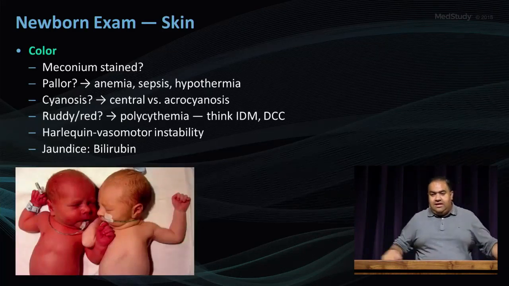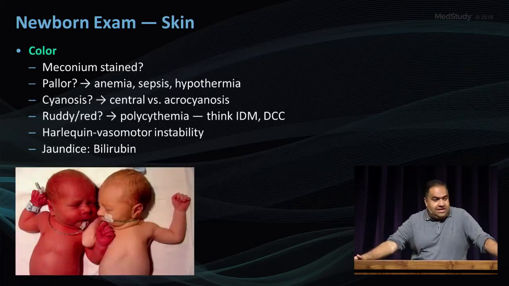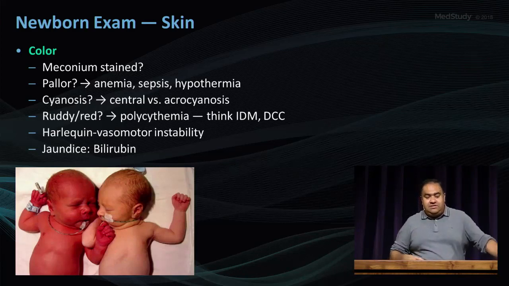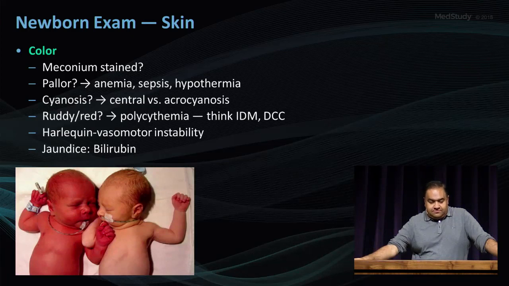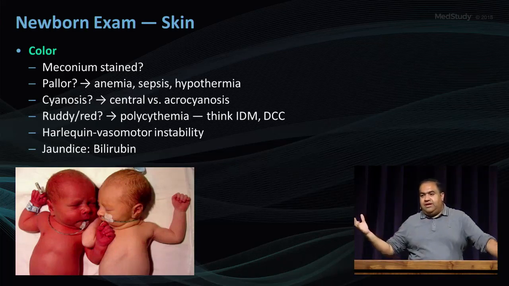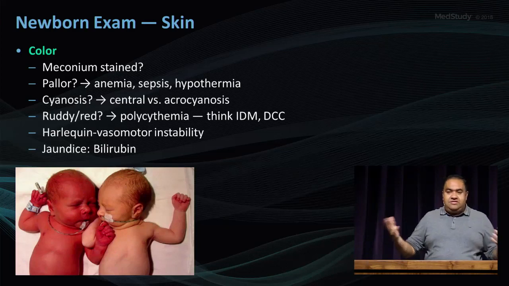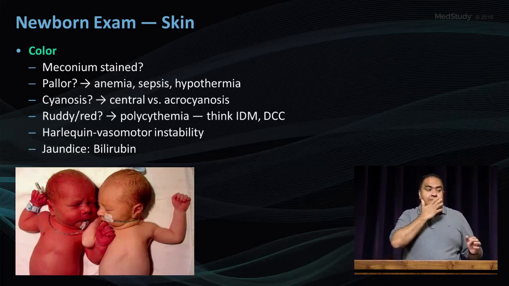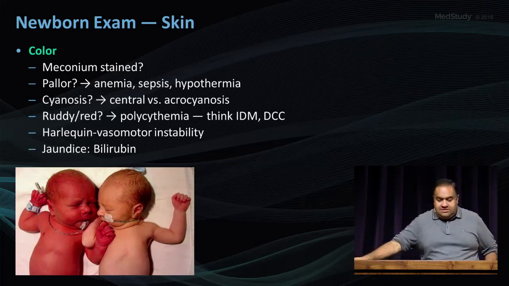So we look at the skin, and the skin will give us some information if there's meconium staining. Sometimes the meconium staining you'll see in the nail beds of the infant. If they are very pale in appearance, is it from anemia? Is it from sepsis? Is it from hypothermia? If they're bluish, we try to determine if it's central, around the lips, or do we just see acrocyanosis in the hands and feet? And this is just the vasodilatation that occurs in the peripheral extremities. It's not uncommon to see it in the hands and feet, but if you have blueness around the mouth and the lips, that's a lot more concerning sign and symptom.